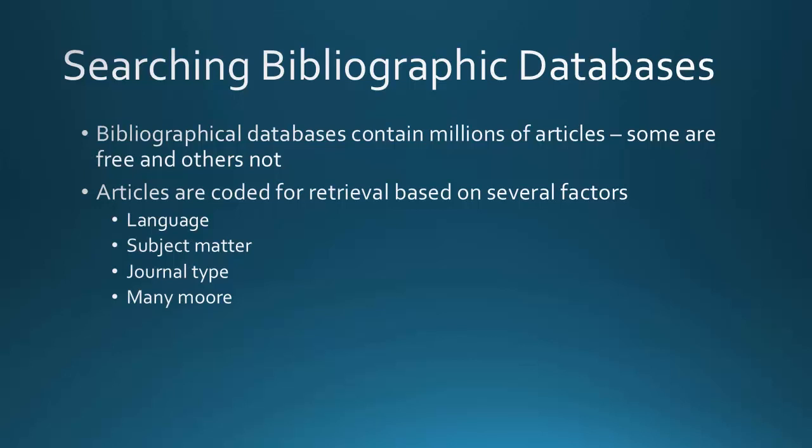Otherwise, it is likely that if you're doing a topic that's been studied a lot, you'll be potentially buried in literature. So I want you to know when you're searching these databases that the articles are coded for different things. So like Medline puts articles in there coded for language, subject matter, journal type, and there's many more criteria as well. So there are ways the articles are entered, and then knowing that, you can figure out how to retrieve the articles you want.